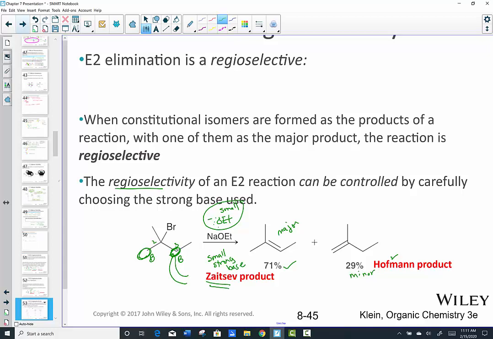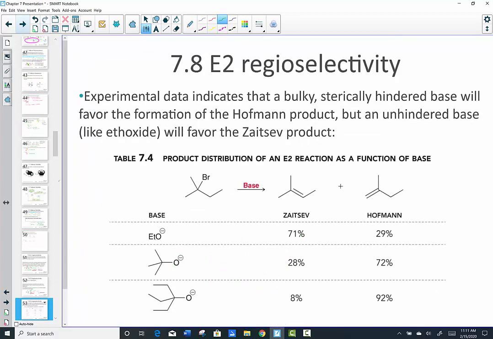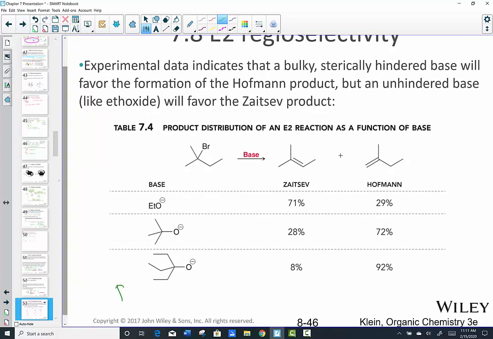But what if I selected a base that I wanted to use to favor the Hofmann product? I start using what are called big, bulky bases, such as tert butoxide. Now look at what that is. There's a carbon attached to 3 other carbons, and there's your oxide, a big, bulky base. Or instead of this, what if you had ethyl groups? That's even larger, isn't it? So this carbon is attached to 2 carbons, attached to 2 more carbons, attached to 2 more carbons, and there's your oxide. Those are big, bulky bases.